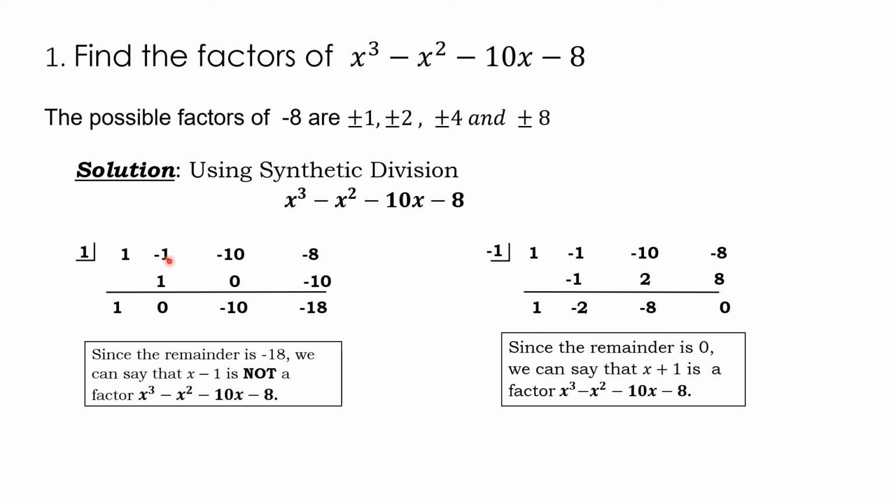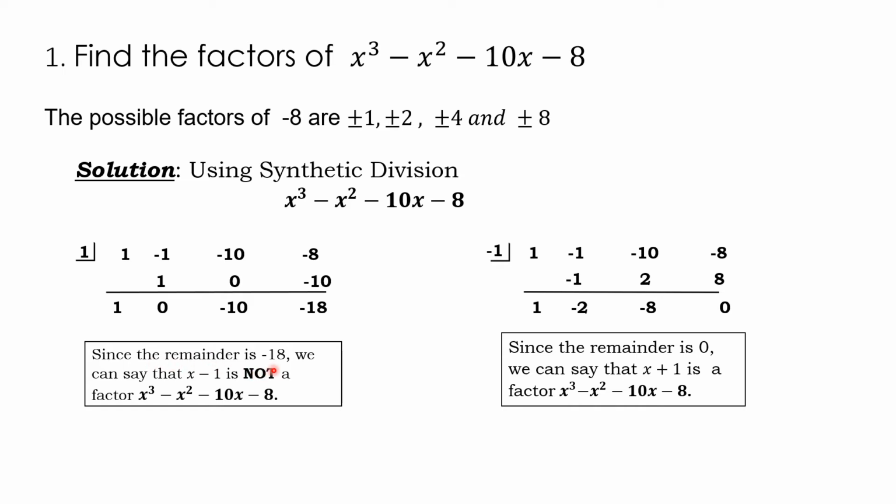Negative 1 plus positive 1 is 0. So 0 times 1 is 0. Negative 10 plus 0 is negative 10. Negative 10 times positive 1, that's negative 10. Negative 8 plus negative 10 is equal to negative 18.